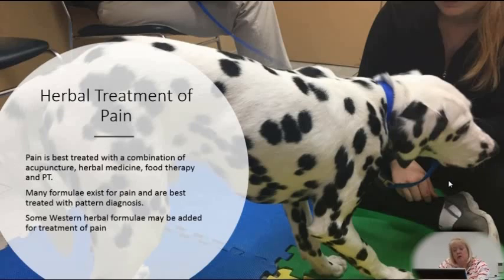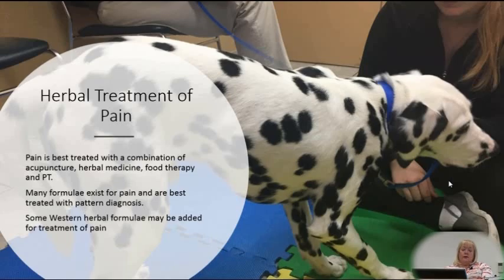There are a lot of formulas that do exist in Chinese medicine for pain, and obviously, if we have a pattern diagnosis, we can probably pick our herbals better than not. But there are some Western herbal formulas that I have added for the treatment of pain, for the treatment of dysfunction. So I thought I would talk a little bit about that.